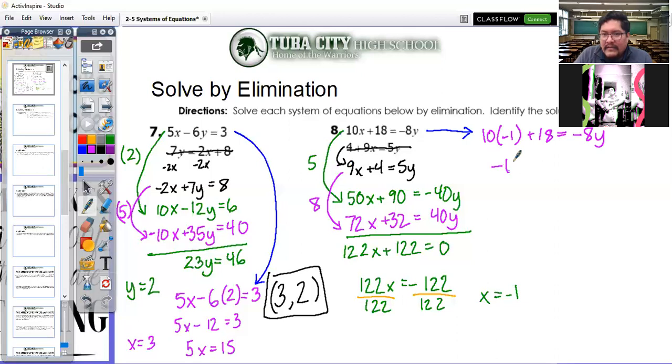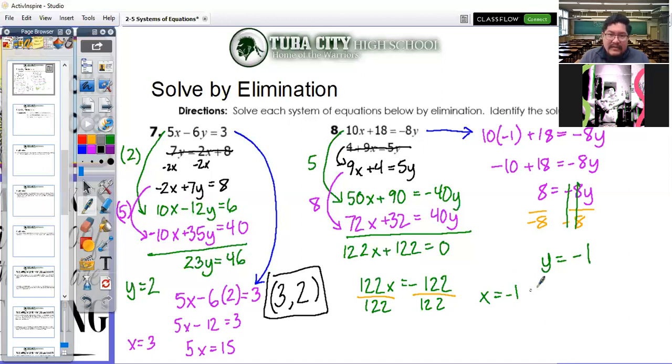Okay, so 10 times -1 is -10. And here 8 minus 10 would be -8. And now I have to divide both sides by -8. And let's see, that's going to cancel the negative, cancel the 8. Y equals -1, because 8 divided by -8 would be -1. Okay, well, I guess that works out, because our ordered pair would just be -1, -1.